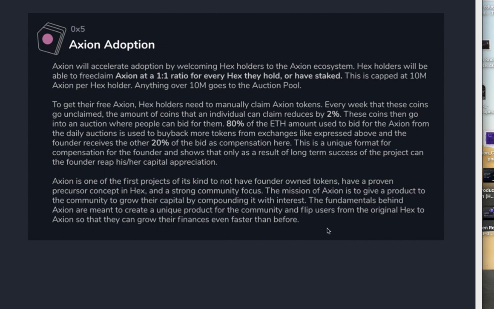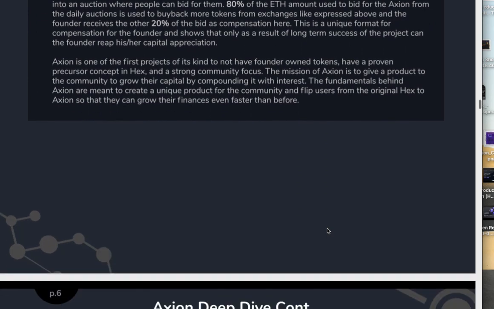Axion is one of the first projects of its kind to not have founder-owned tokens, have a proven precursor concept in Hex, and a strong community focus. The mission of Axion is to give a product to the community to grow their capital by compounding it with interest. The fundamentals behind Axion are meant to create a unique product for the community and flip users from the original Hex to Axion so they can grow their finances even faster than before.